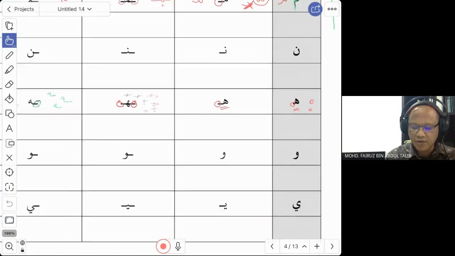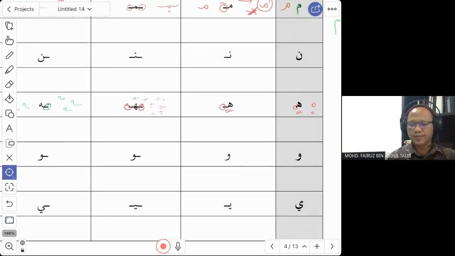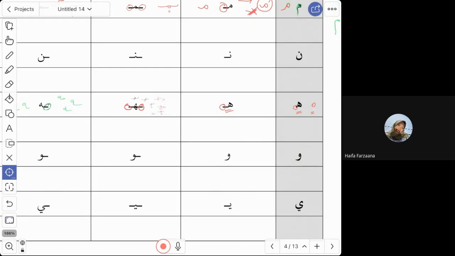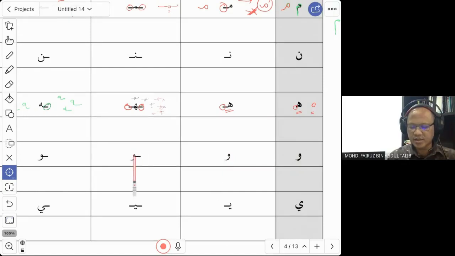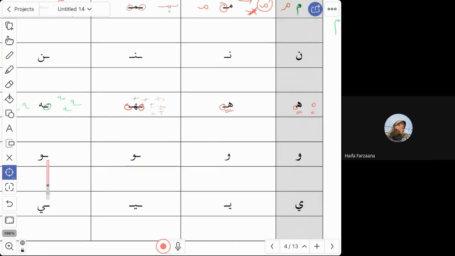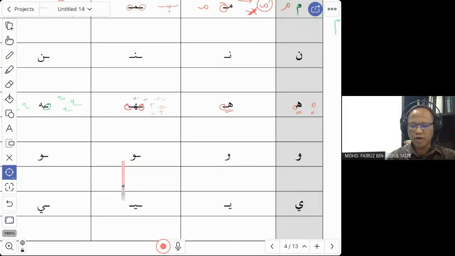For the letter wow, the rule is similar to ra. Just like ra, wow cannot be linked to the next letter, but it can be linked to the previous letter. Okay, this is the final shape of a wow. And the last letter is, of course, ya.